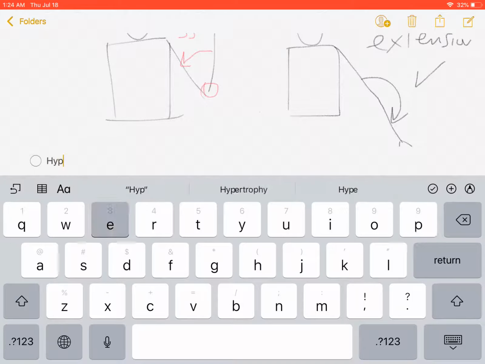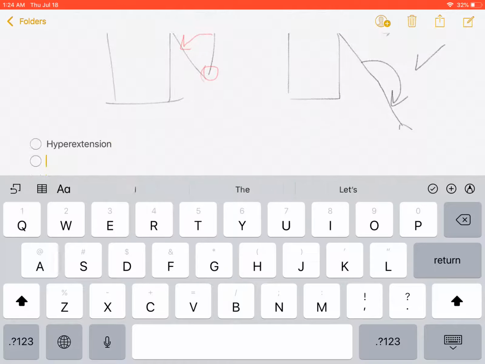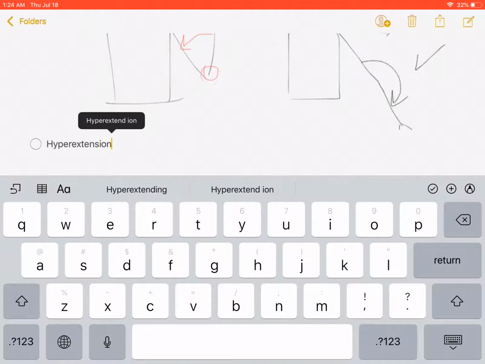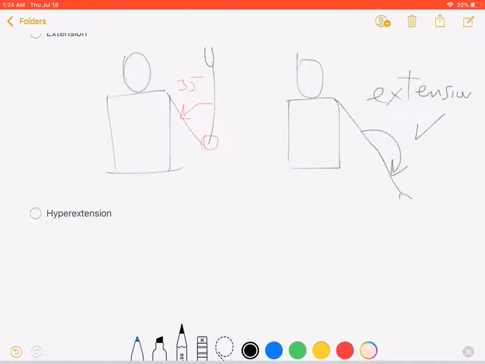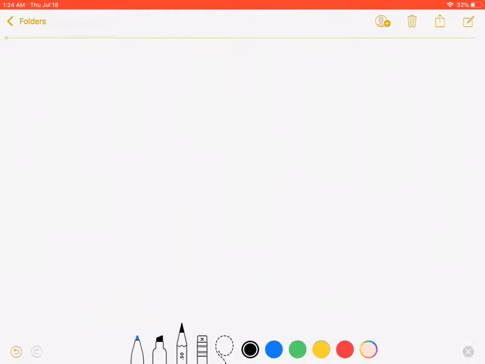Hyperextension. Those people that say they're double jointed, they're not really double jointed. They just have a deeper olecranon fossa or a smaller olecranon that allows their elbows to hyperextend. So we know what extension is, but what happens if we overdo it?